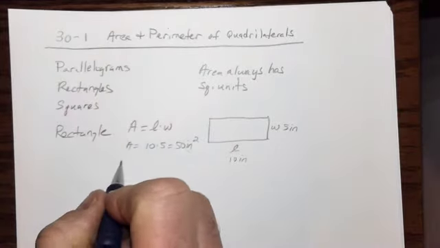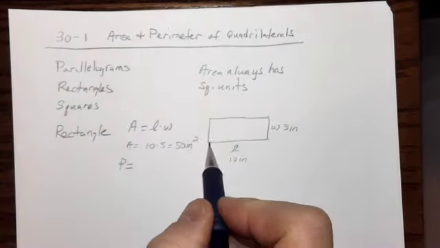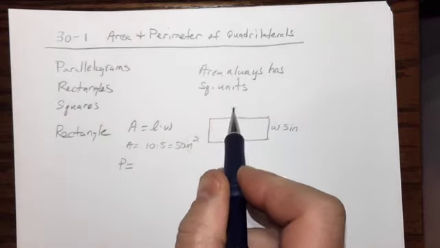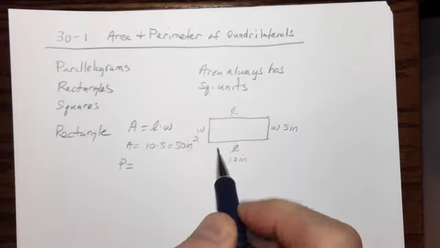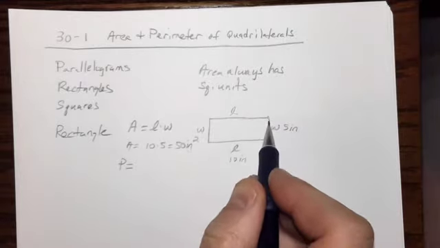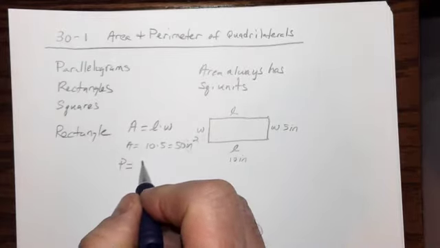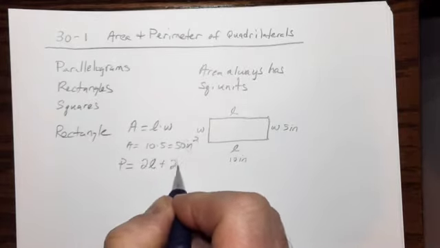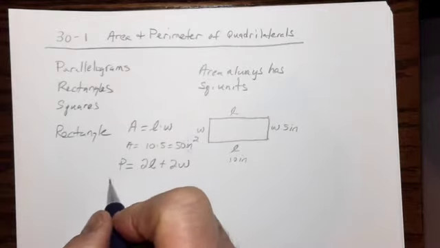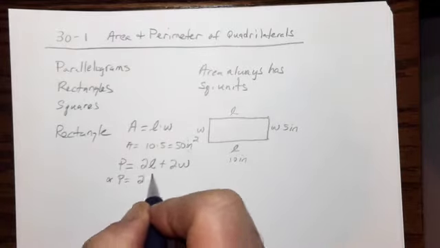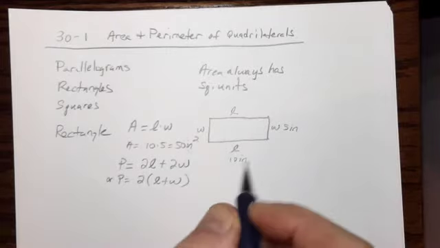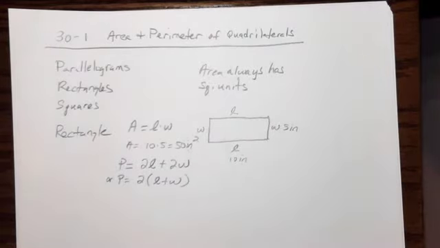For the perimeter, if you look at this, this is a length and this is a length over here, and this is a width and this is a width. So what I've got is length plus width plus length plus width. The perimeter is the distance around the outside. So what I really have is 2 lengths plus 2 widths. Or it can be written as 2 times length plus width. You can add the length and width together and then multiply it by 2. Either one of them gives you the same exact answer. So that's how you find the perimeter.